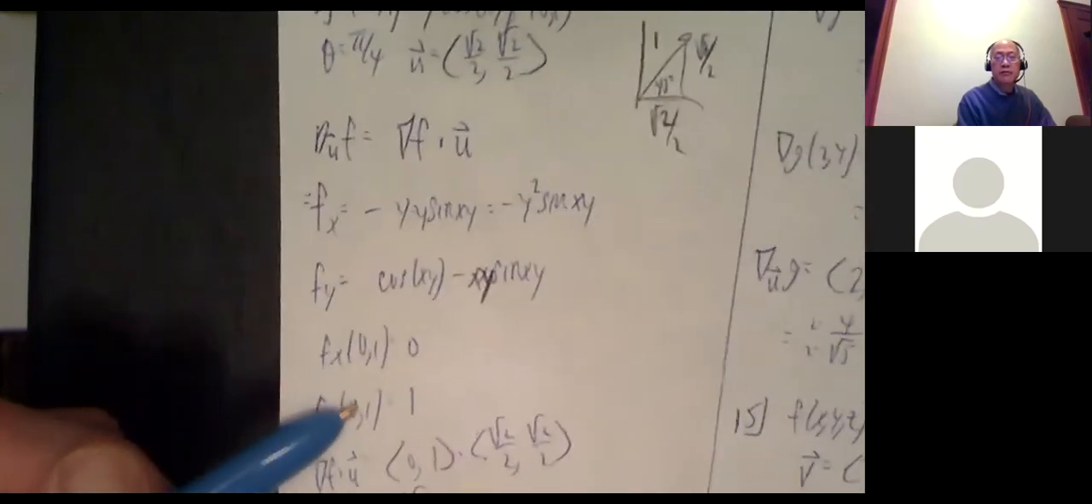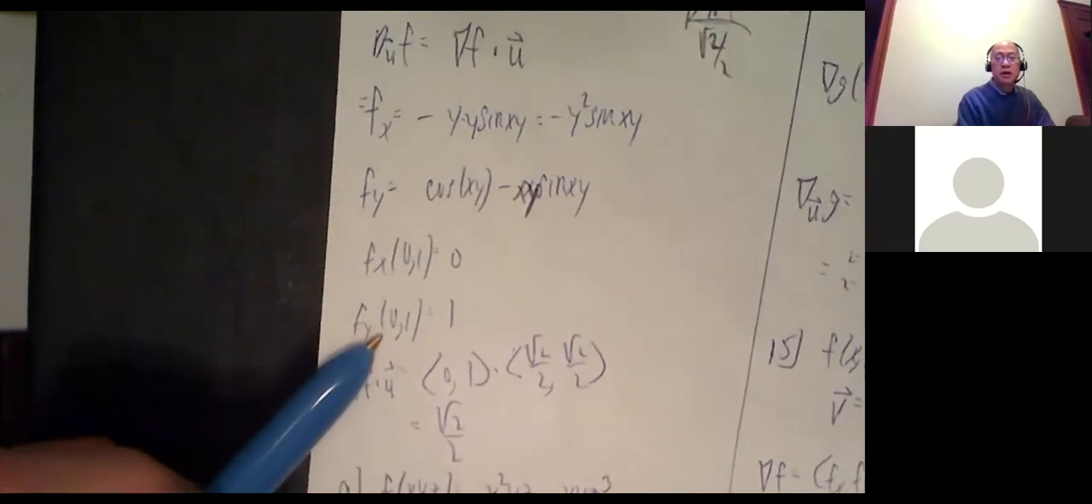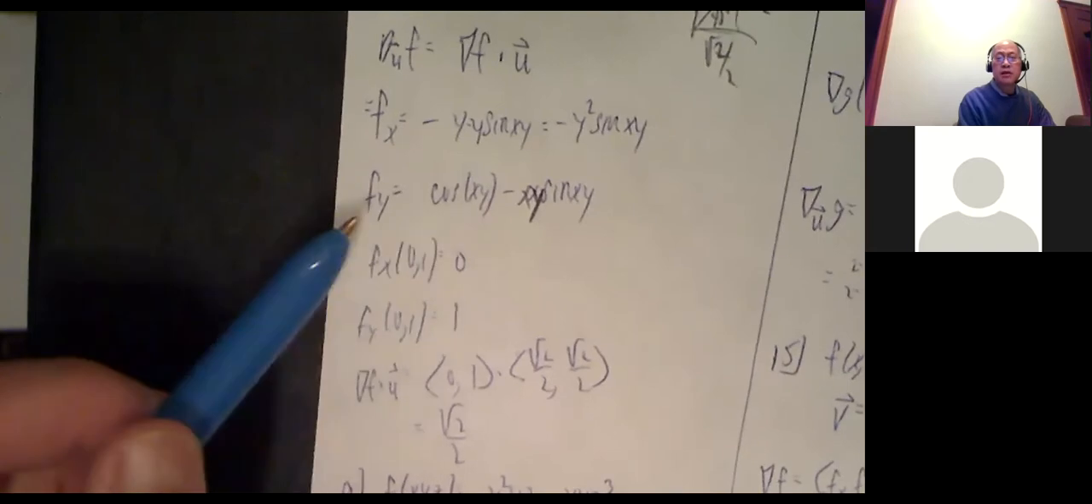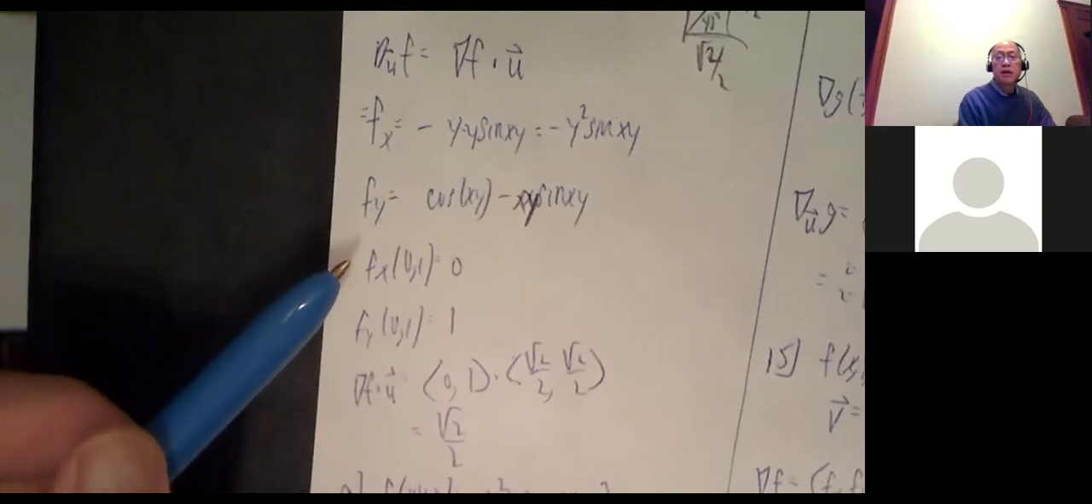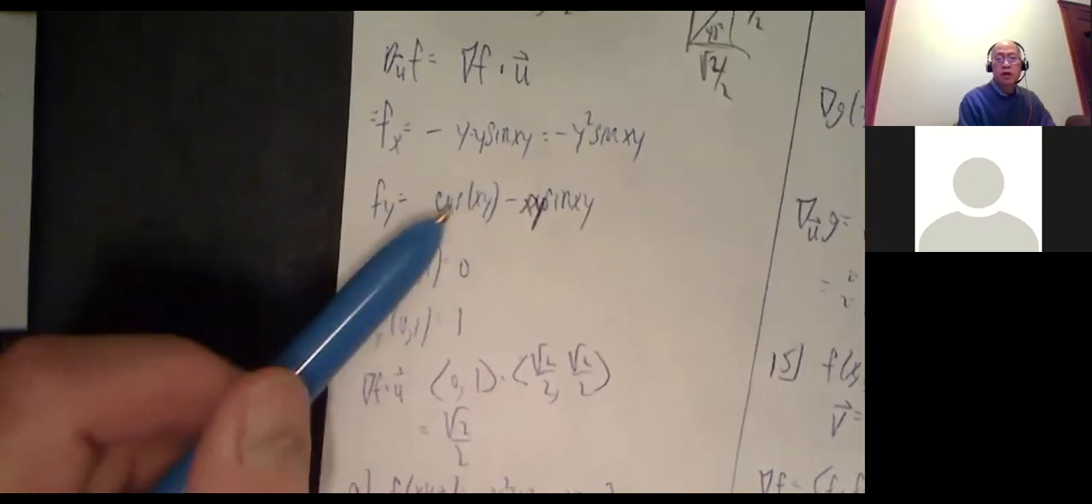Okay, so now I plug in 0 and 1. So plug in 0 there, sine of 0 is 0. That wipes that all out. That's nice. Plug in 0 and 1 here. If I plug in 0 here, that's gone. If I put 0 and 1 here, 0 times 1 is 0. Cosine of 0 is 1.